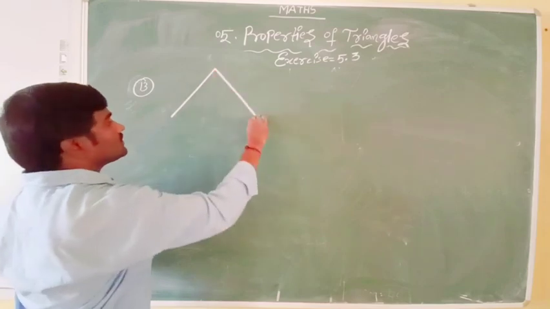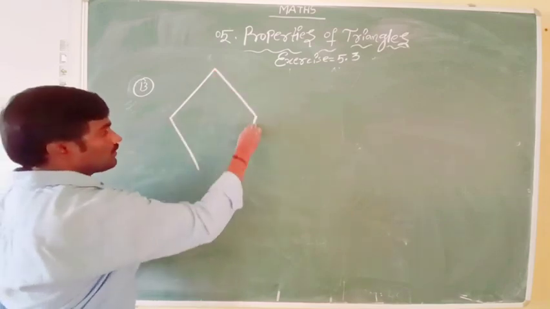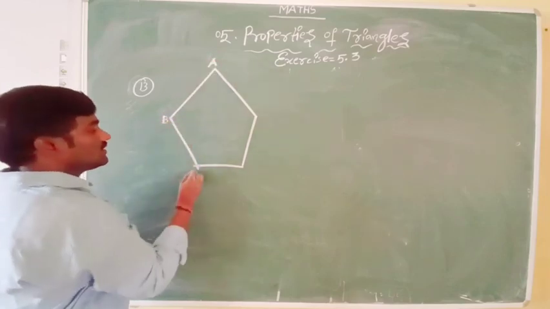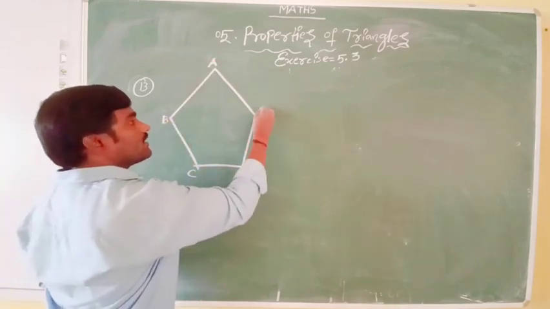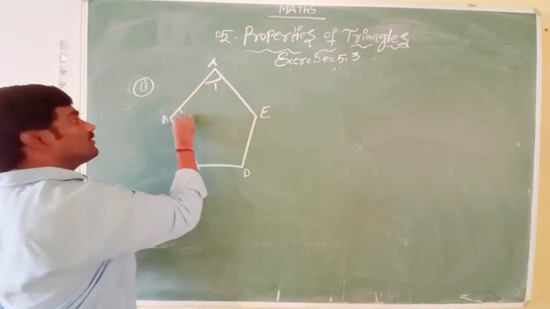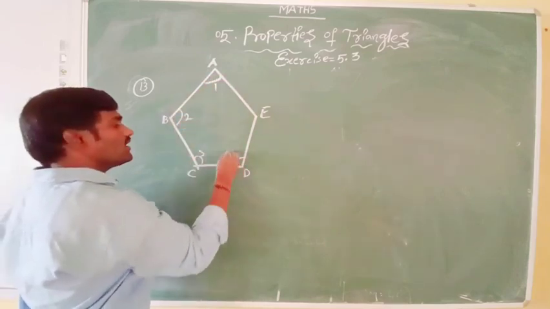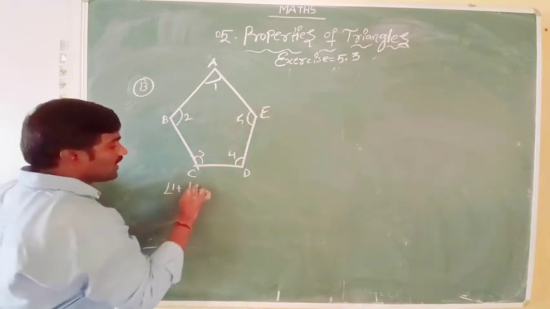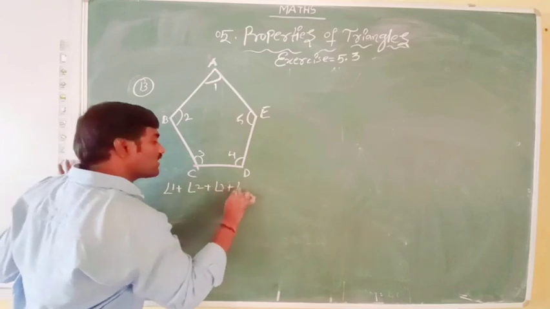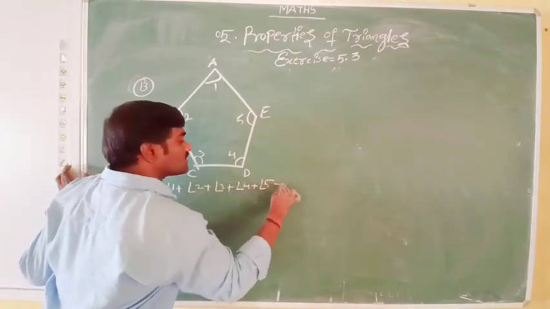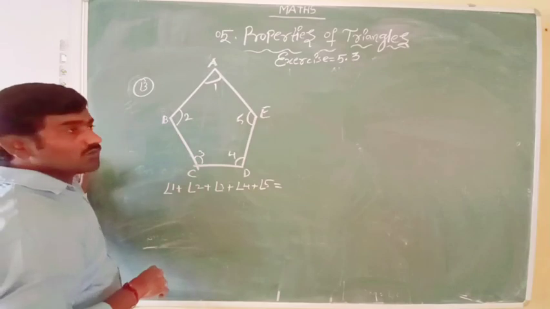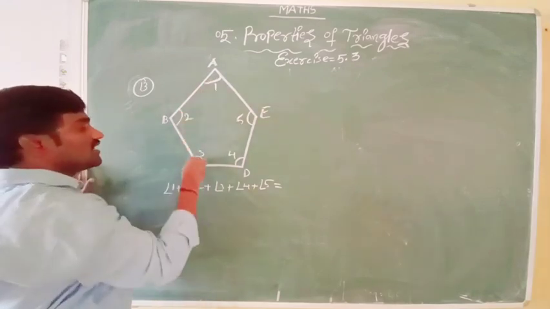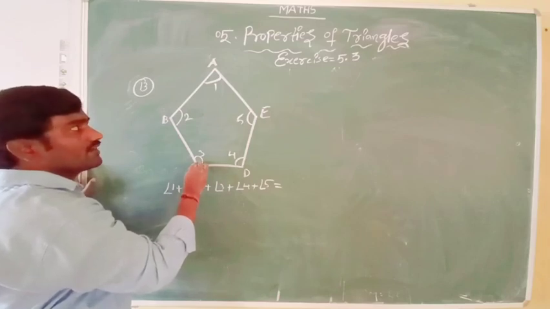There is a figure like this. Let's find here A, B, C, D and E. Here they have given 1, 2, 3, 4 and 5. Very easy question. We need to find angle 1 plus angle 2 plus angle 3 plus angle 4 plus angle 5. What is the sum of these angles? See, when you add these three angles, you will get 180 degrees.